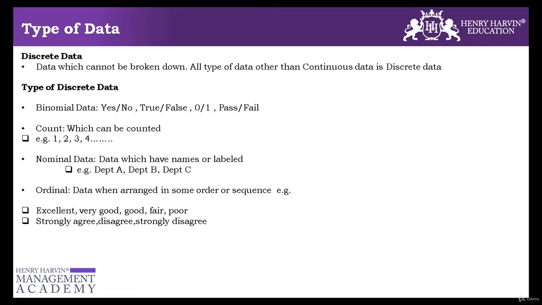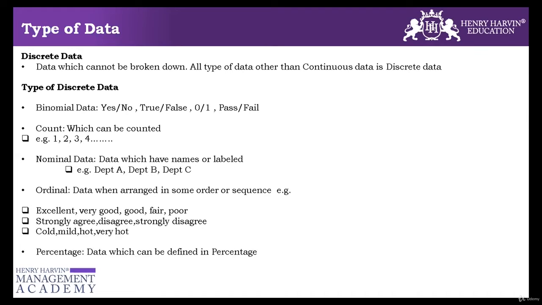The difference between nominal and ordinal is that nominal could be in any sort of way, like department. If I'm comparing department A, department C, it could be in any order. But ordinal is when it's arranged in a certain sequence. So that's the difference between nominal data and ordinal data. So this is also discrete.